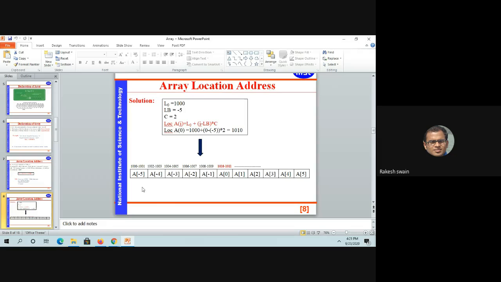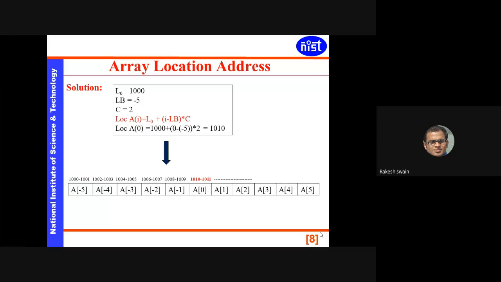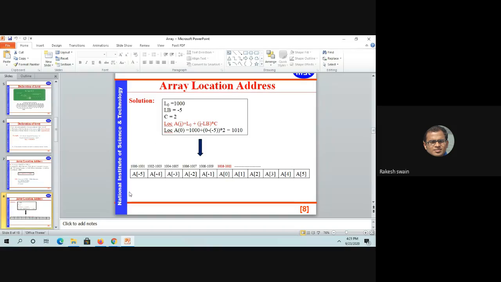If you arrange this manually, starting from A minus 5, each takes 2 bytes of memory, and next is 2 bytes, and in this way for A0 the starting address is 1010. But for a big array it is very difficult like this, so you can directly put in the formula and get the answer. Clear? Or any doubt you can ask.